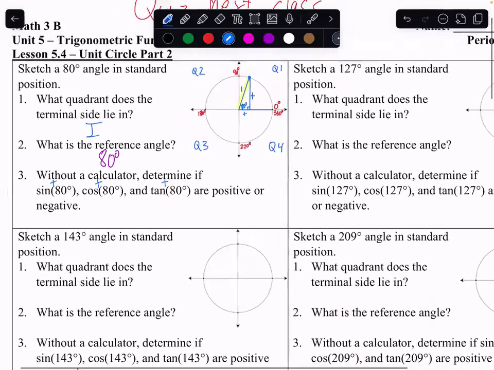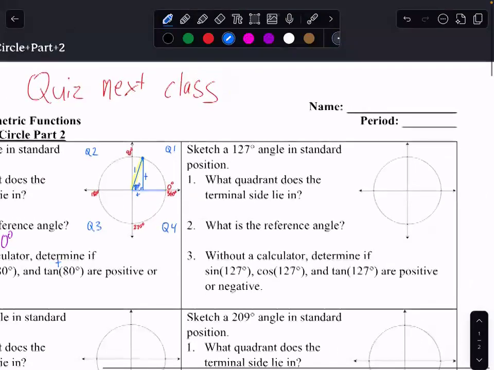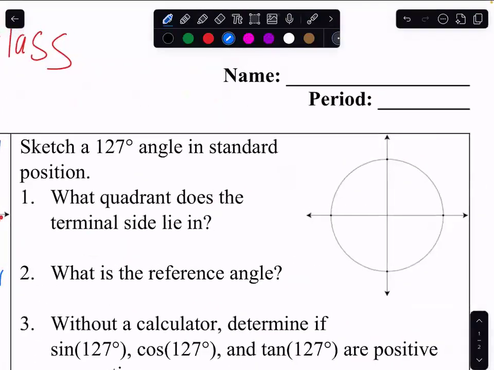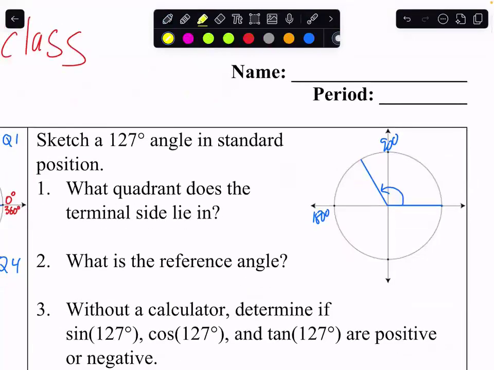Let me start the next one. Sketch a 127-degree angle in standard position. Again, always start on the positive x-axis. 127 is past 90, but not all the way to 180, so maybe somewhere around here. And don't forget to draw your direction of rotation. Here the terminal side lies in quadrant 2.